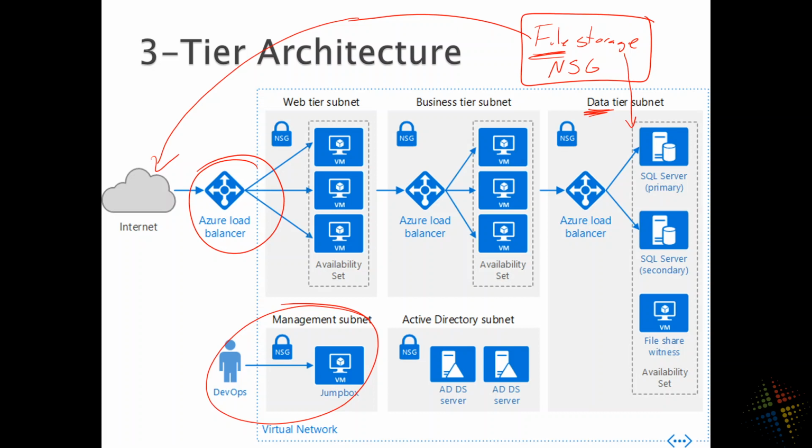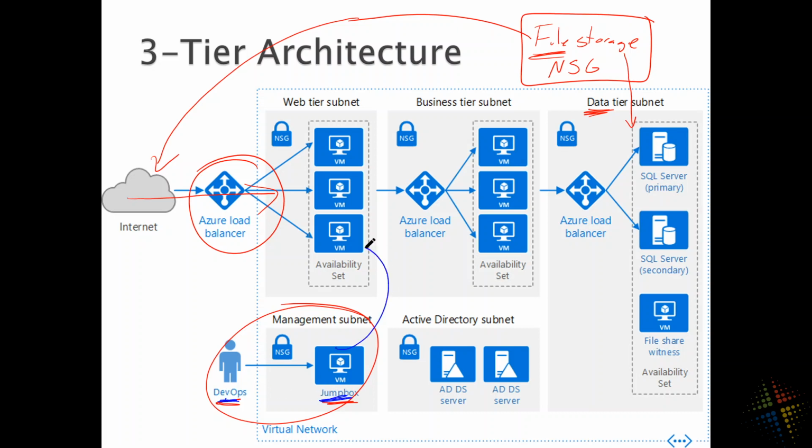So the business tier and the data tier, none of those can access the internet. The internet can only be accessed through this load balancer. The DevOps guy, maybe he's at the office, maybe he's at home, logs into the jump box.